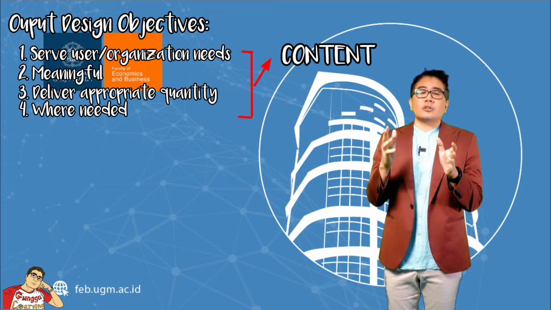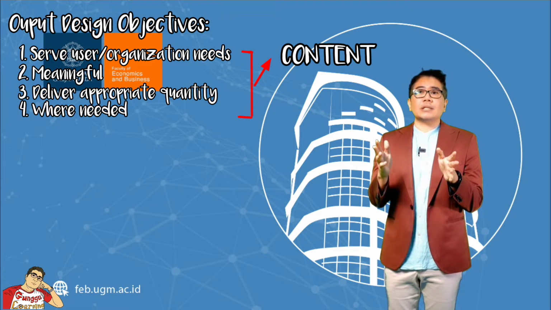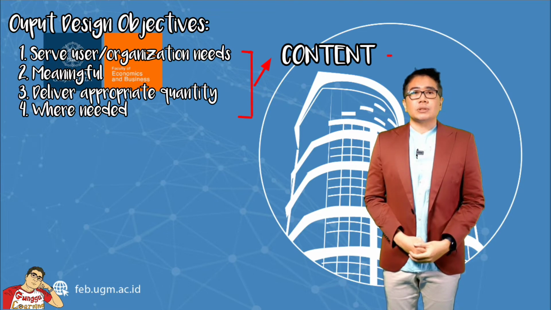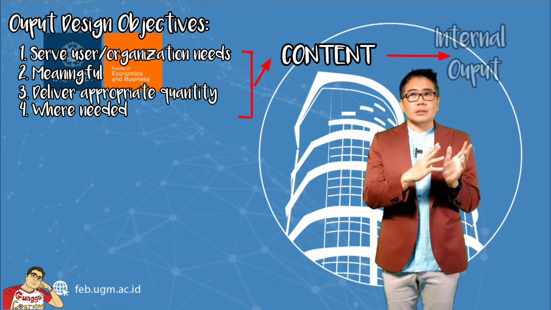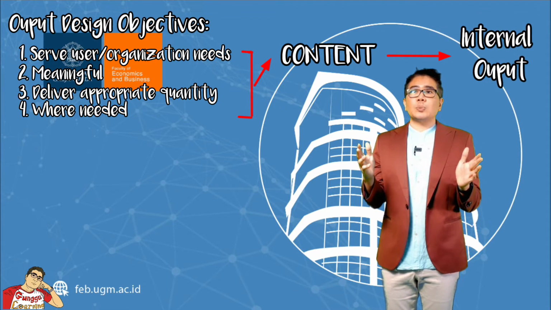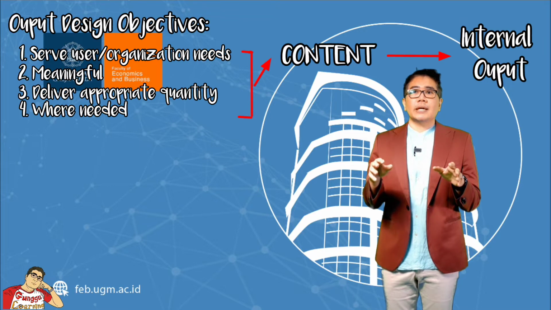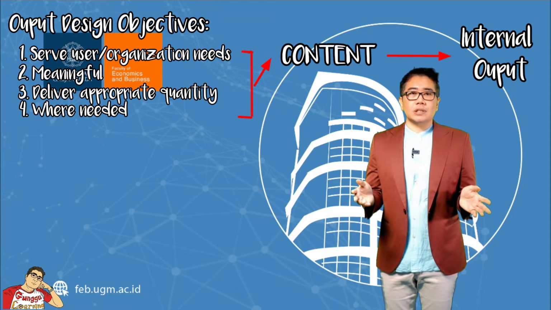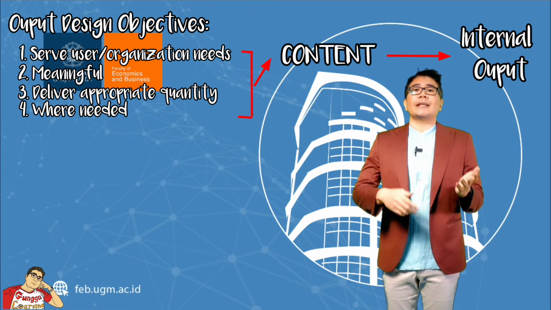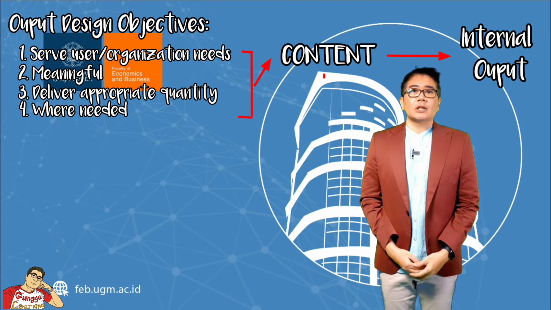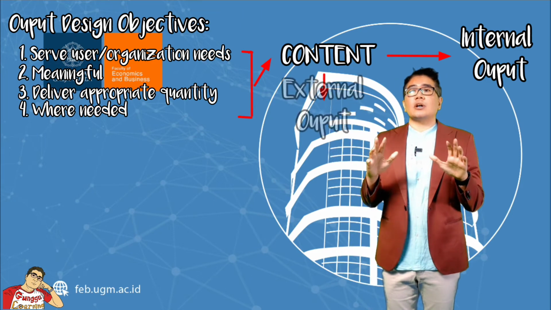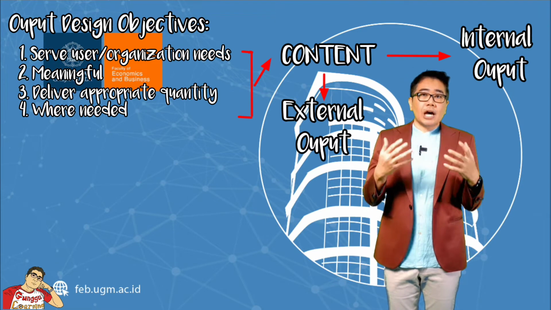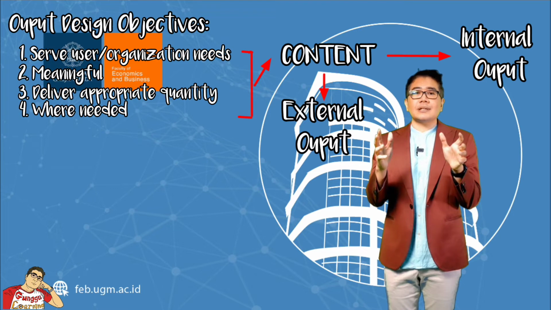Now, for the content of the output, we can separate it into two different types of output. The first one is the internal output, which is basically the output that is produced by the system and is intended for the internal structure of the organization, such as the employees and the managers of the company. While the second one is based on content that is supposed to be given to a third party. This output is basically the external output.